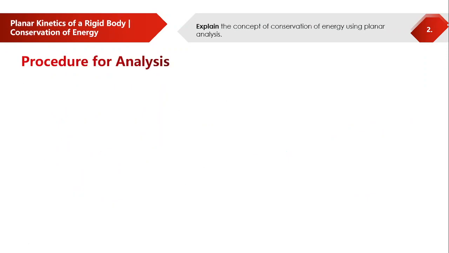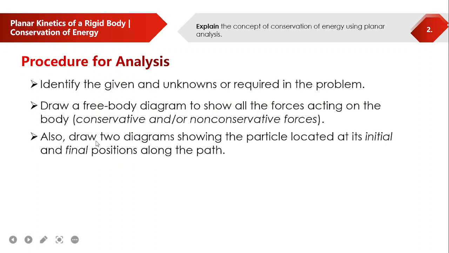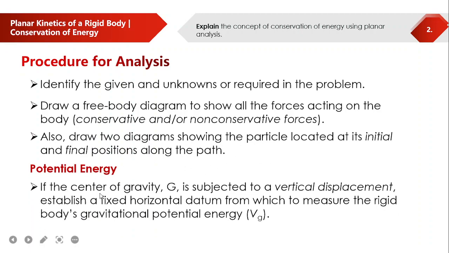Okay? So, the procedural analysis is the same: identify the givens and unknowns. Draw the free body diagram to show all the forces acting on the body. You have your conservative or non-conservative forces. Also, draw two diagrams showing the particle located at its initial and final positions along the path. For the potential energy, if the center of gravity, G, is subjected to a vertical displacement, establish a fixed horizontal datum from which to measure the rigid body's gravitational potential energy. So if there is a vertical displacement, you must have a fixed horizontal reference line or datum to measure the gravitational potential energy of your rigid body.